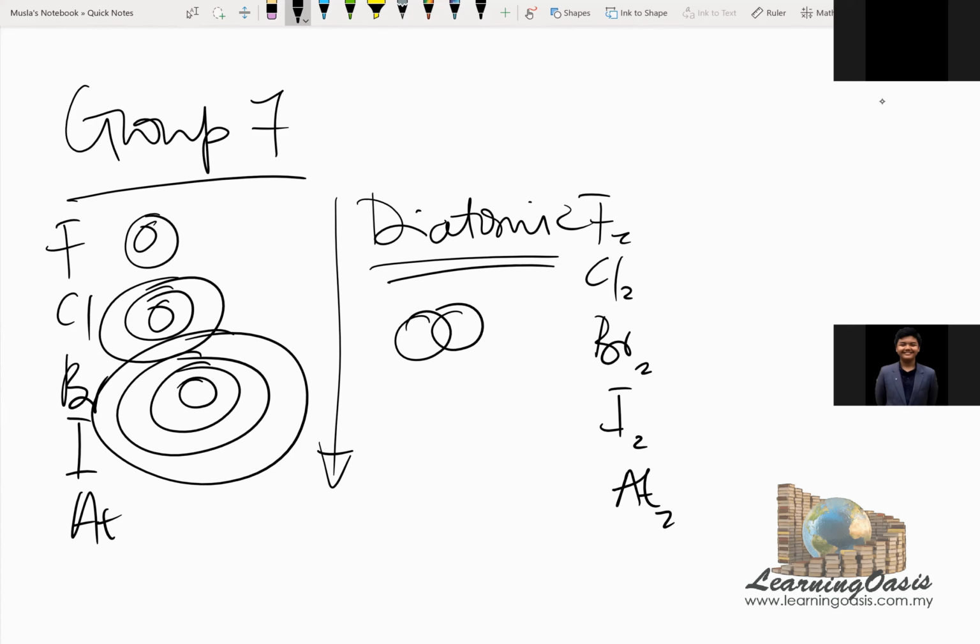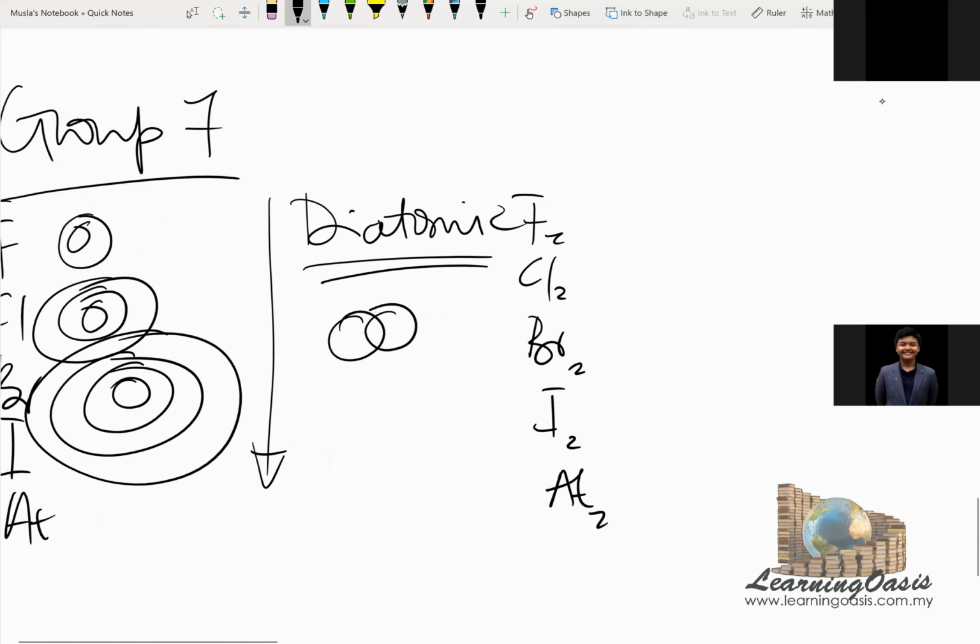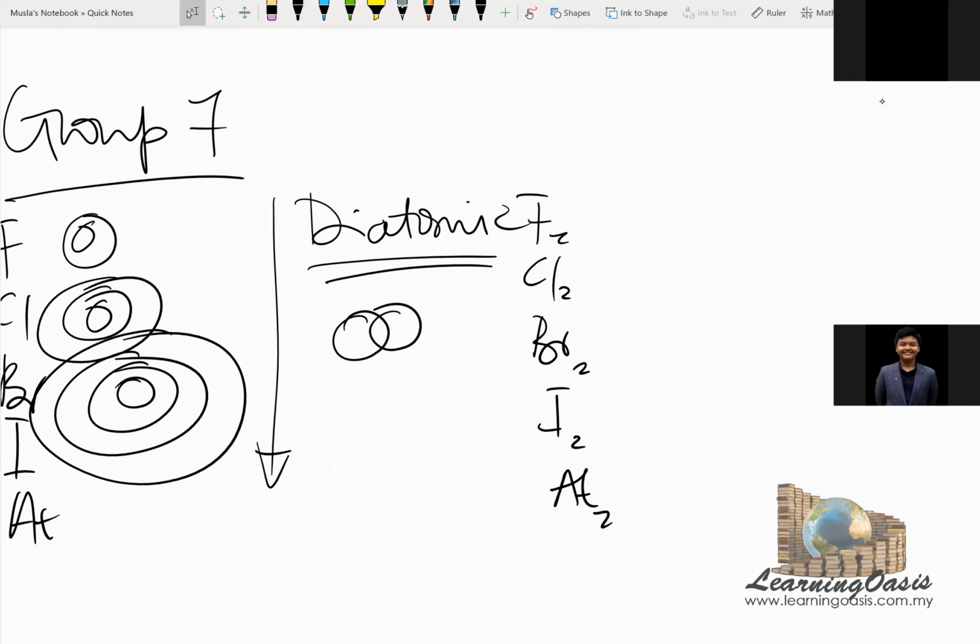Why did it increase? You remember? Because the van der Waals forces increase. As you go down, what happened? This is like fluorine, right? So this is what you call van der Waals forces. Van der Waals forces is the intermolecular forces, and van der Waals forces increase with increasing size of the molecule.